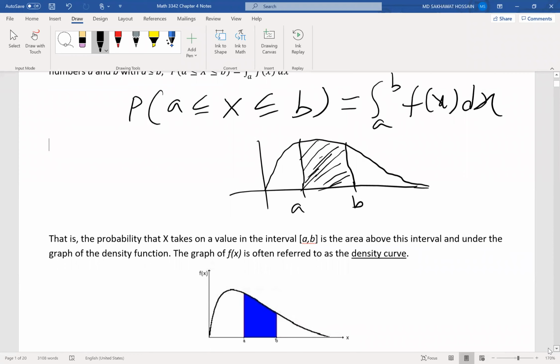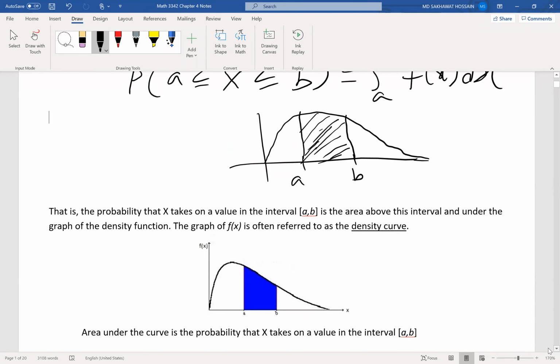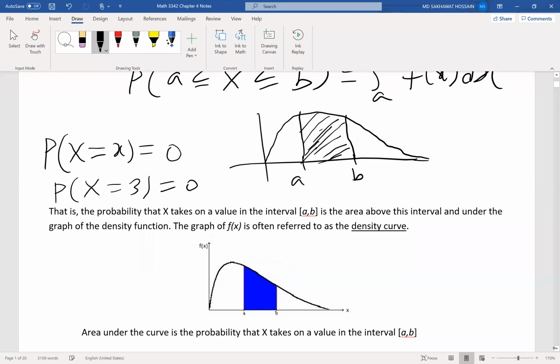When we discussed the discrete random variable and its probability, I told you that for the discrete case, the probability at a specific number, that means probability x equals a particular value, was not zero. But in this case, it will always be zero. So if you want to find the probability of x at a certain value, for example x equals 3, it will be 0. For a continuous random variable, the probability at a specific value of x is always 0.